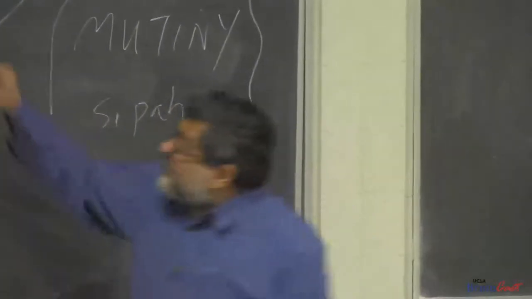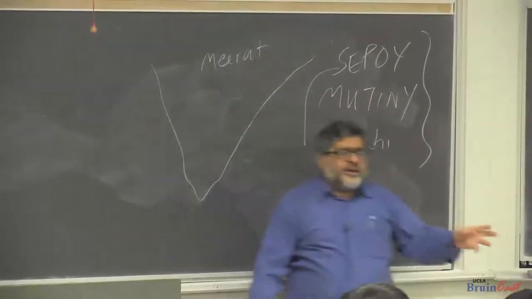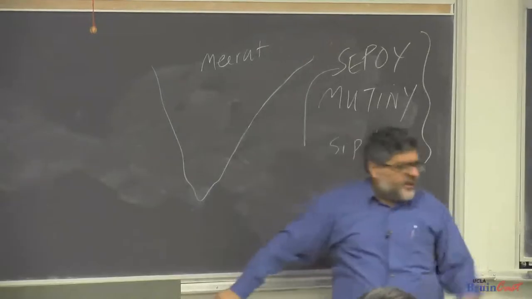So what's going to happen is that there's going to be a regiment which is going to declare a rebellion in the city of Meerut. Meerut is approximately, let's say, two hours from Delhi, a few hours from Delhi. All right?